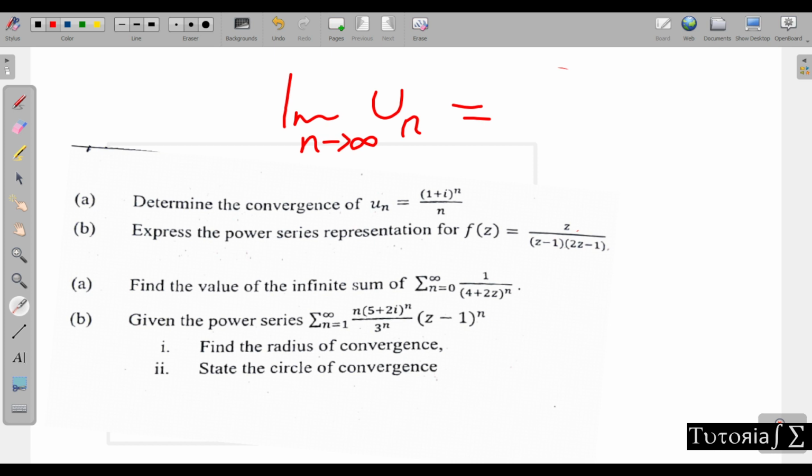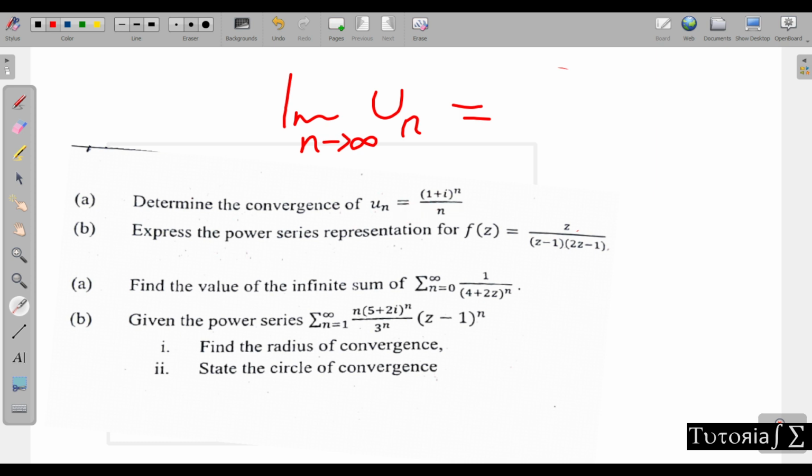Conditional convergence is when the sequence itself diverges but converges with other tests. And we will understand as we go further. So we are doing this question.